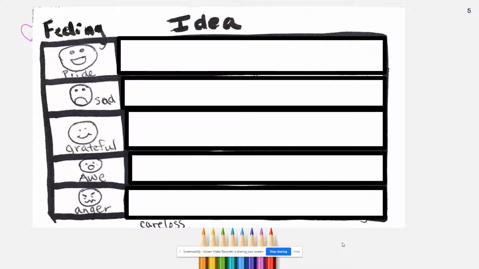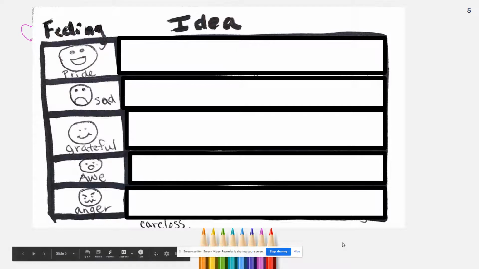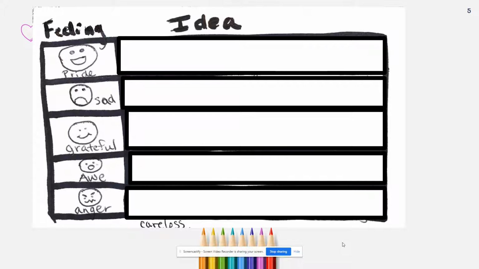An example, the first section on my chart is the emotion or feeling of pride. I remember a time when I felt an immense sense of pride and accomplishment. My family and I helped clean up our town after a hurricane. The devastation was terrible. There were downed trees and people's houses were torn to bits and pieces.